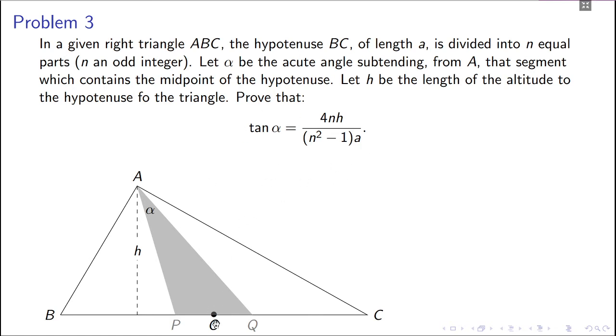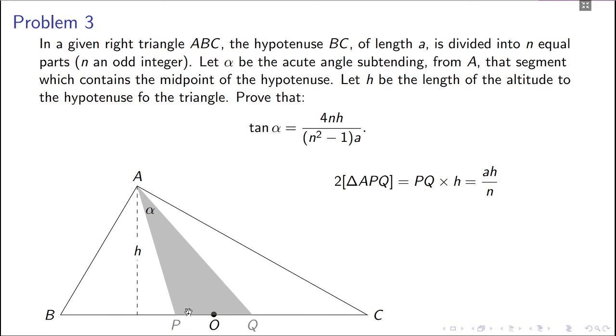First, the area of this triangle is half into PQ into h. So twice the area is PQ into h, and PQ is the segment divided into n equal parts, so each segment is a by n. So PQ is a by n, h is h. So 2 delta is ah by n. And you can now also calculate the area in a different way.